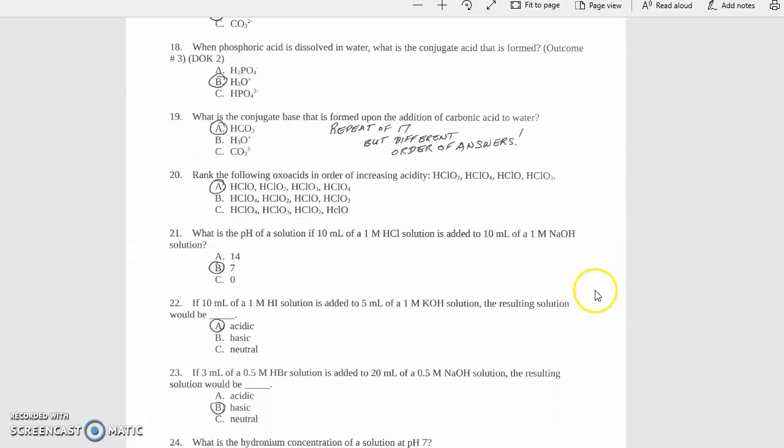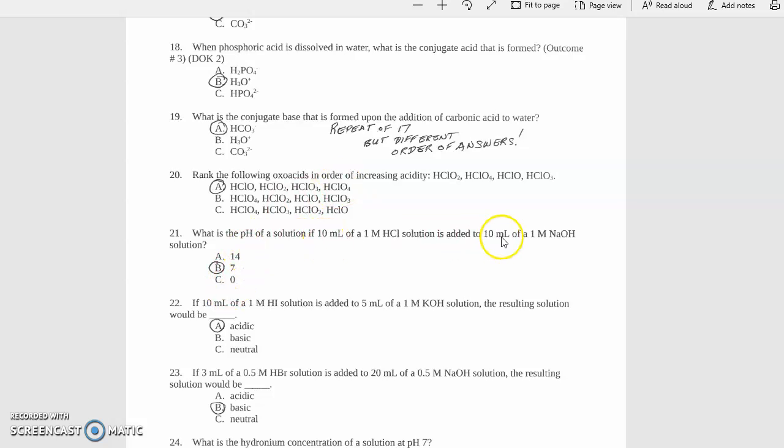Rank the following oxyacids in order of acidity. This is the least acidic. This is the most acidic. As you add additional oxygen to these, it becomes more acidic. In other words, the hydrogen ion is easier to dissociate. That's why this is the correct order.